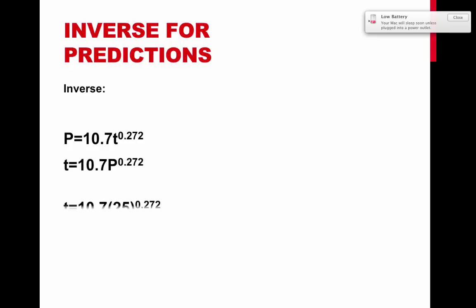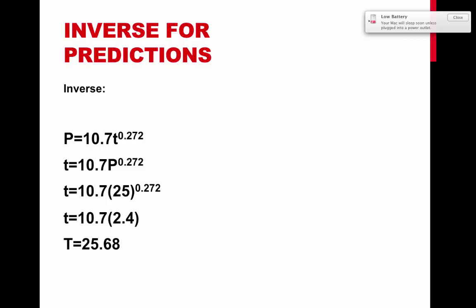Once you plug 25 into your calculator, you would get 10.7 times 2.4. Please make sure you do the exponents and then multiply by 10.7. Do not multiply 10.7 times 25 first. That's not the order of operations that we want to use. Then we multiply that out and we get 25.68, and you're done. So pretty simple application. You just have to be able to find the inverse.